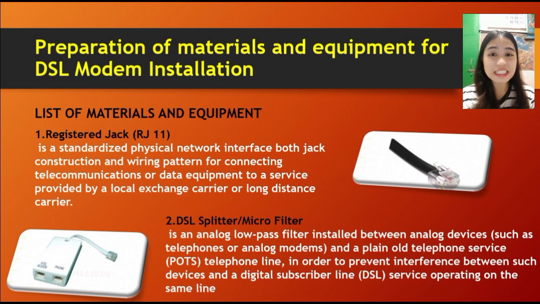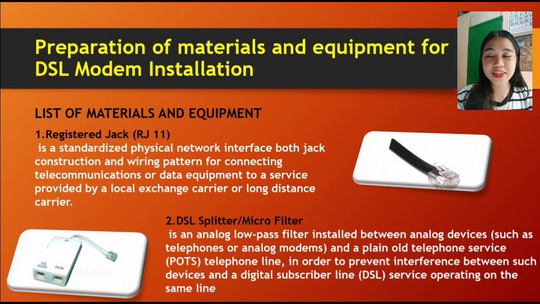RJ11 is a standardized physical network interface, both jack construction and wiring pattern, for connecting telecommunications or data equipment to a service provided by a local exchange carrier or long-distance carrier. Now, RJ11 was widely used in analog telephony to connect the phone instrument and the cable. That was before. But nowadays, RJ11 is mostly used to connect to modems, and it's still used in landlines. RJ11 is a 4 slits connector and has 6 pins, which means RJ11 cannot fit into an RJ45 slot.